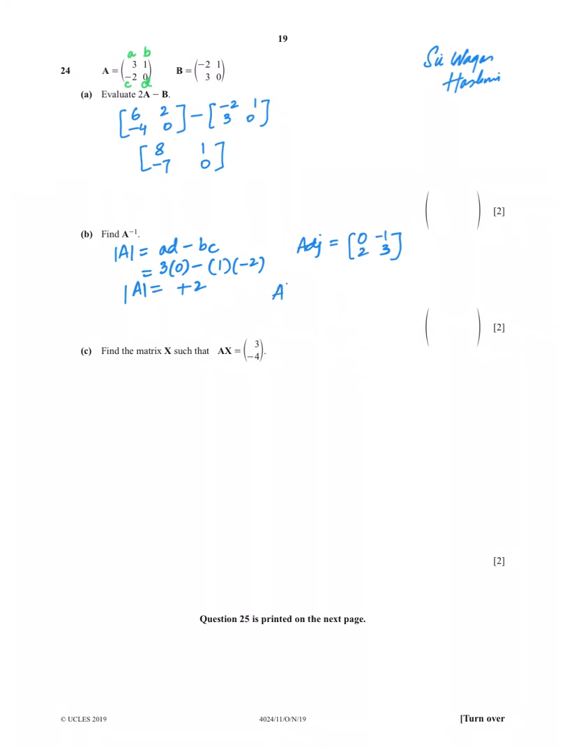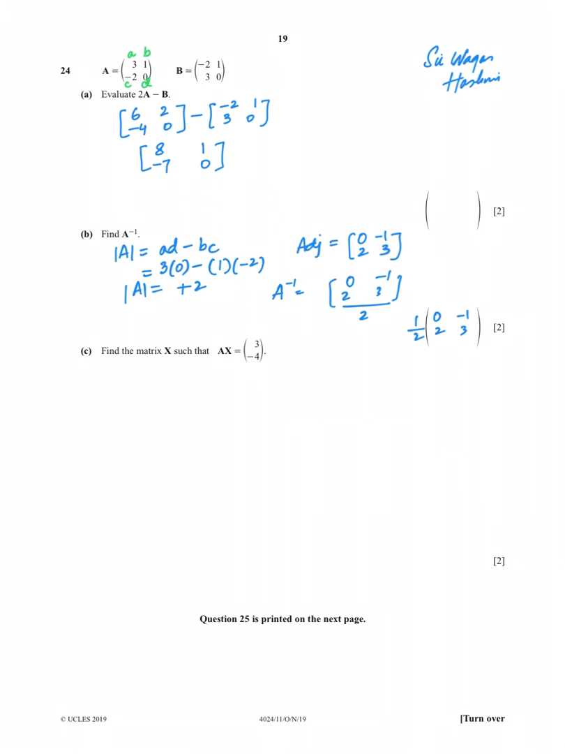Now the inverse will be adjoint divided by determinant, that will be 2. Or you can say that it is equal to 0, 2, minus 1, 3, divided by its magnitude. That is your final answer.